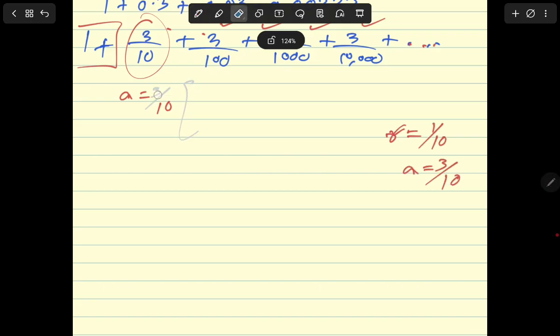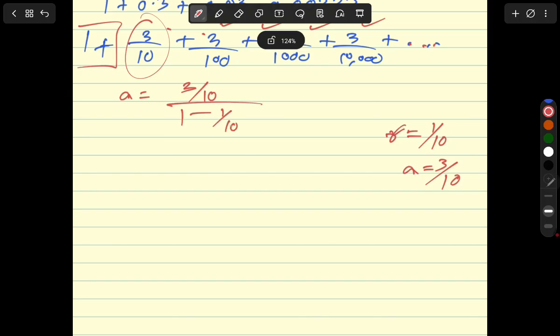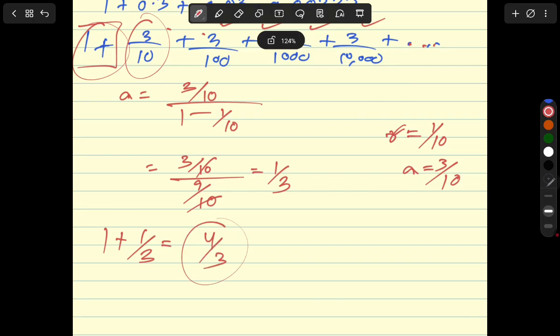do the sum to infinity. So sum to infinity is what? A upon 1 minus R. R is 1 upon 10, right? So this becomes 3 upon 10 divided by 9 upon 10. 10 and 10 get cancelled. So this becomes 1/3. And then you add 1/3 to this 1, which was here. So 1 plus 1/3 is nothing but, taking the LCM, 4 upon 3. And this is how you can get it.